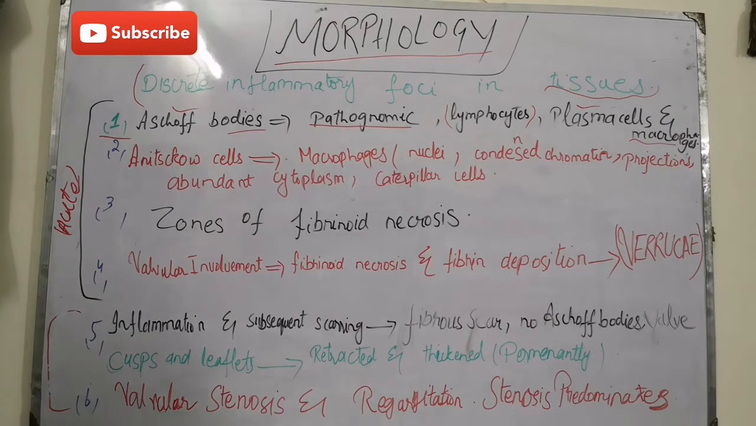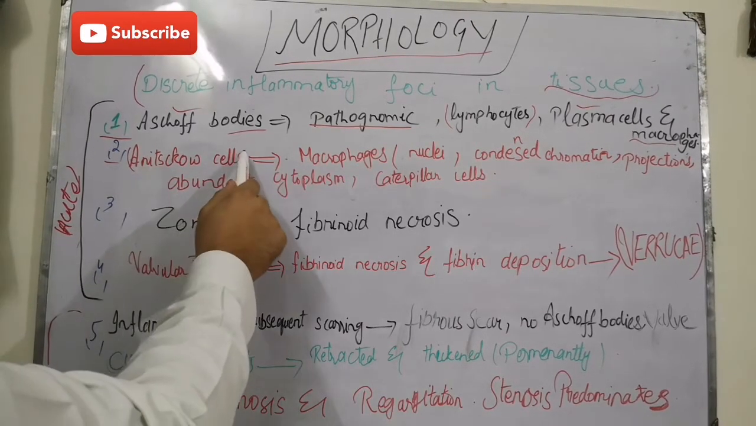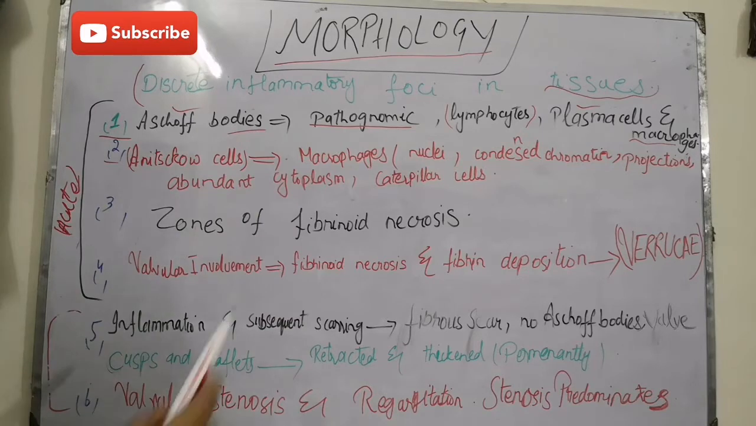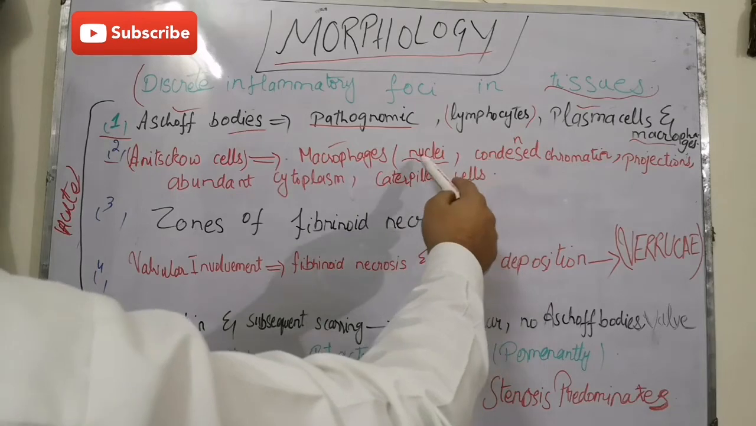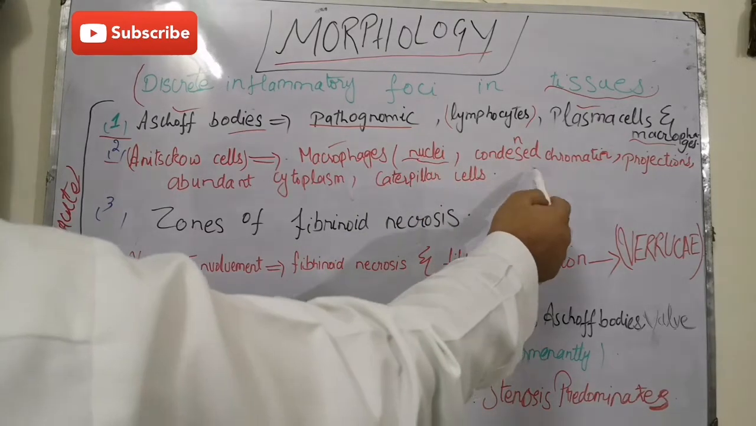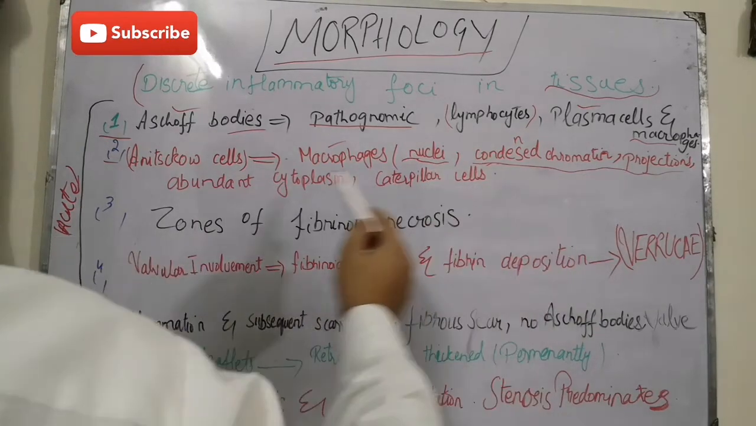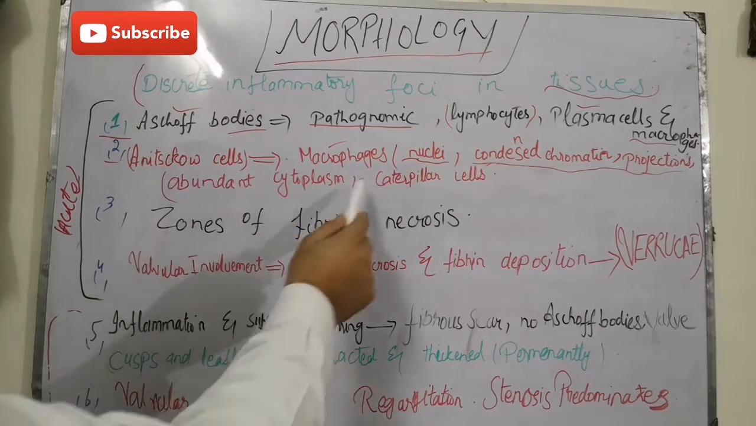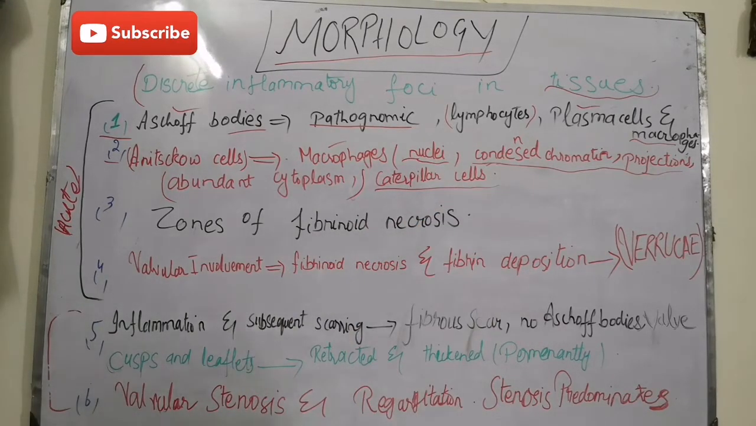The second main feature is Anitschkow cells. The Anitschkow cells are specialized macrophages which have various nuclei with condensed chromatin, projections, and abundant cytoplasm. These macrophages are also known as caterpillar cells.